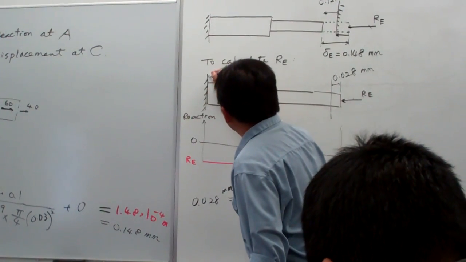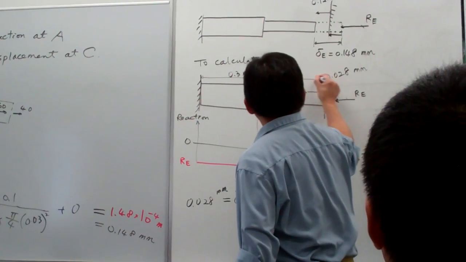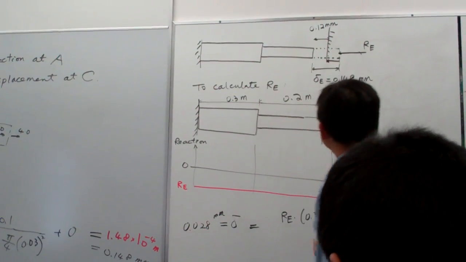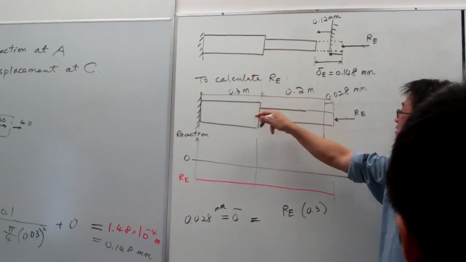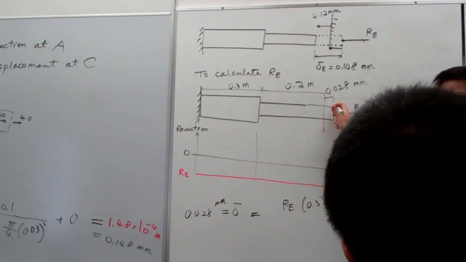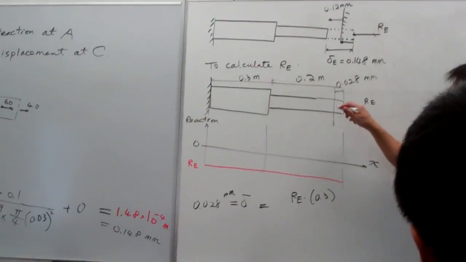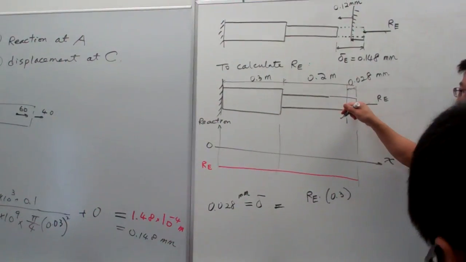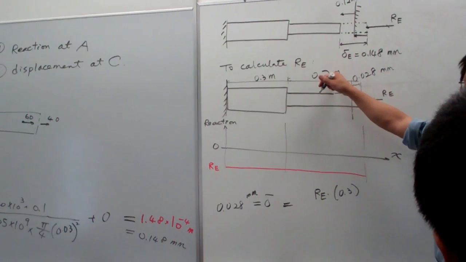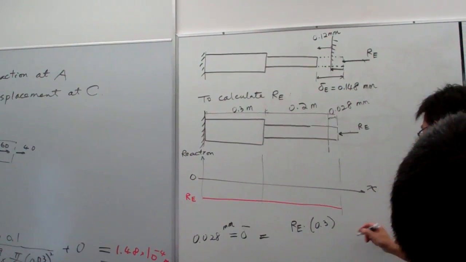Let me label it. 0.3 meters, and that is 0.2 meters. The 0.2 meters is simply measured from the interface to the final end. Don't worry about the slight disturbance in the deformation, because you can see this number compared to 0.2 is very small, right? So we just approximate using the whole length.